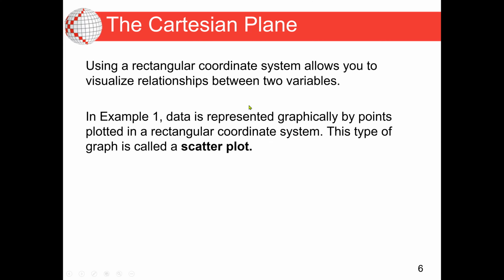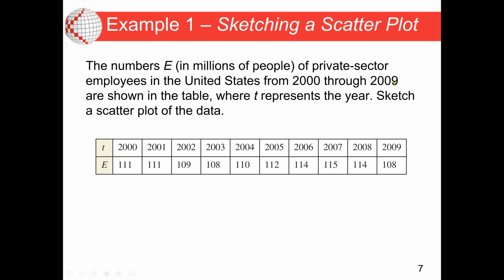So we have an example here. And normally when we plot the points, we use the term scatter plot. The example we have here is for a number of years, 2000 to 2009. We say that the numbers E, in millions of people, of private sector employees in the United States from 2000 through 2009 are shown below. So our goal is that we want to see what kind of relationship we can find from these two.